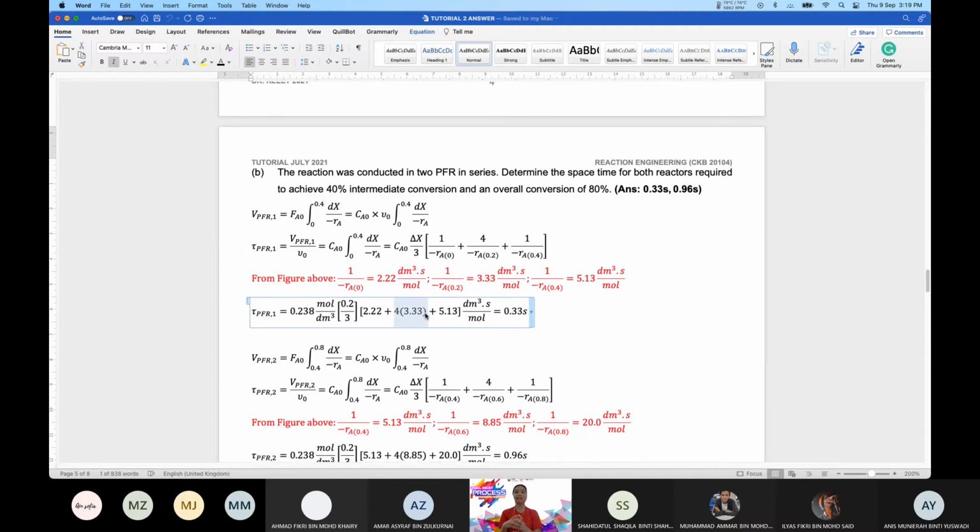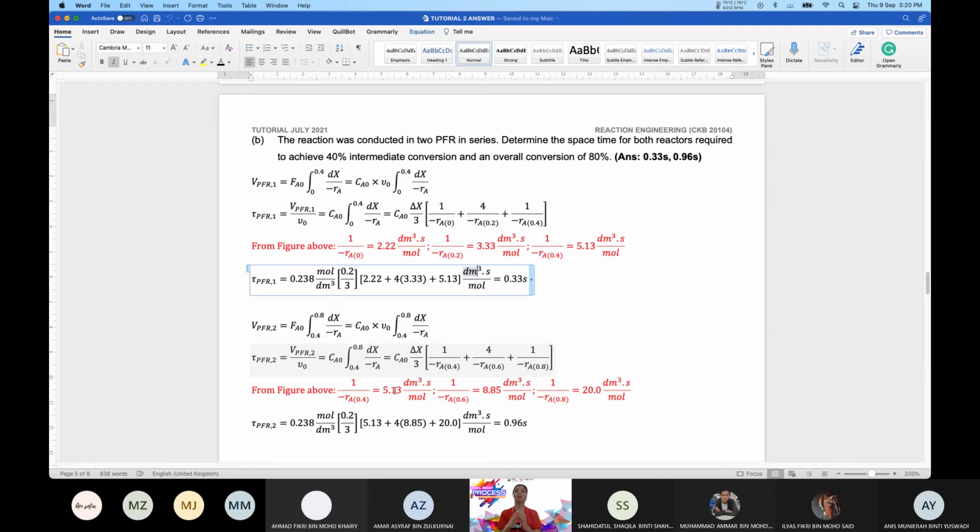Then you get the space time. Since it is space time, the unit must be in time. But if you are confused or not sure, do unit cancellation. You can see I can cancel my mole, I can cancel my dm cube, I'm left with second. So the space time is actually 0.33 second. Meaning, if I have two PFRs in series, the holding time of the first reactor to achieve 40% conversion is that I need to hold the reactant, imagine, only 0.33 second to reach 40% conversion. Okay, done.